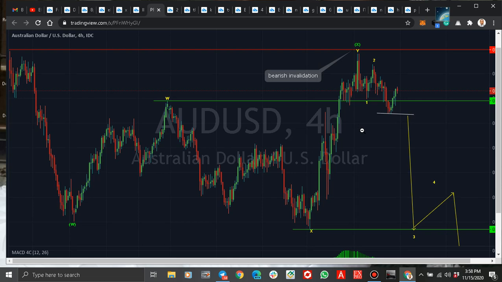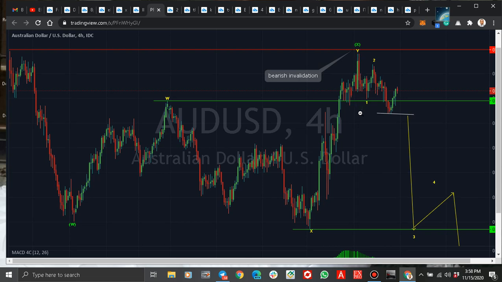Then on 4 hours, you can see one of the reasons I'm skeptical about buying. You can see this very candle, a sharp move and a sharp drop again.